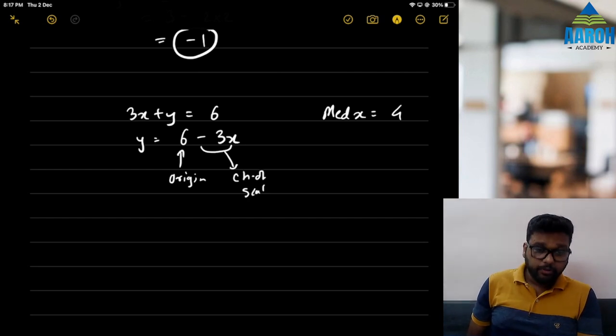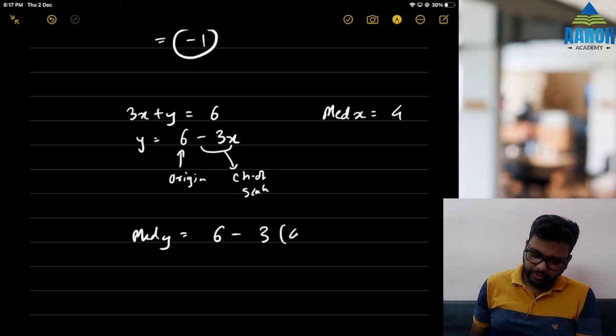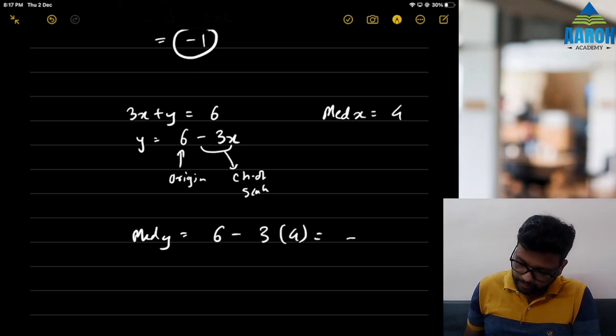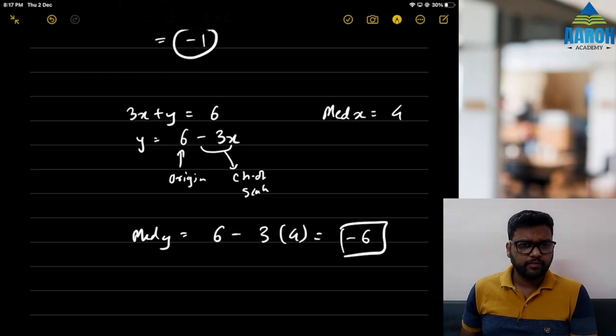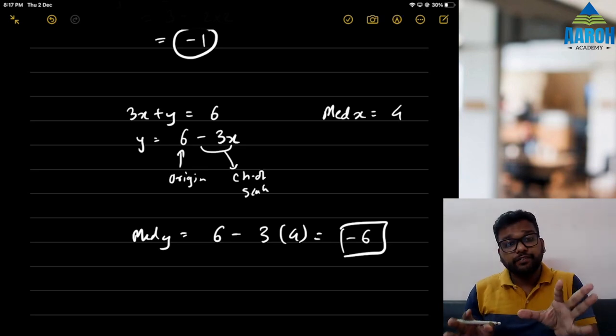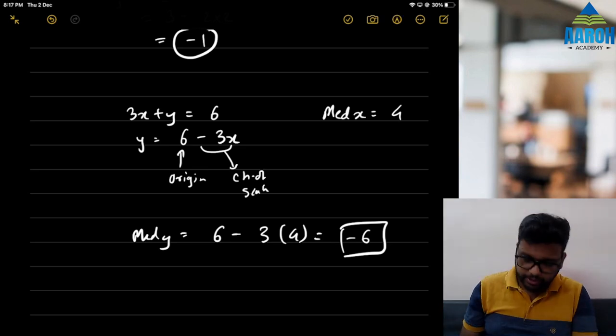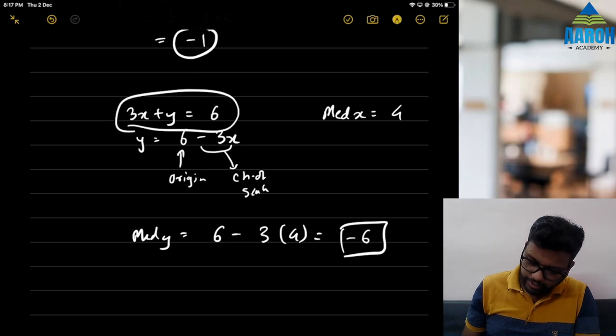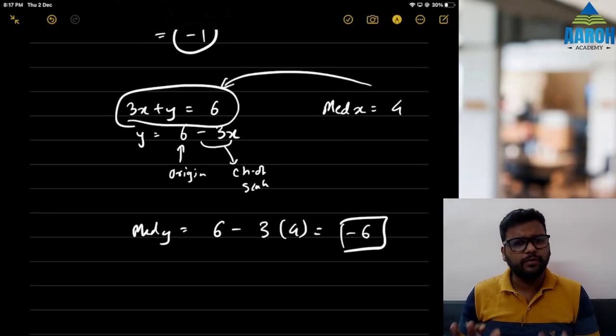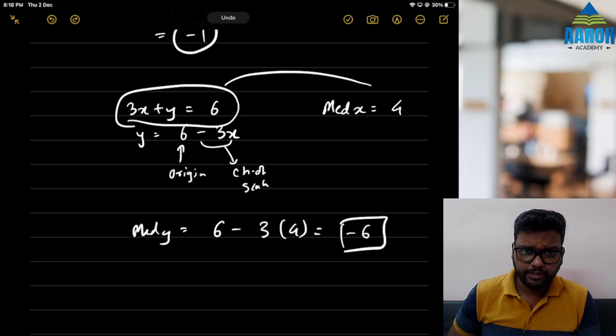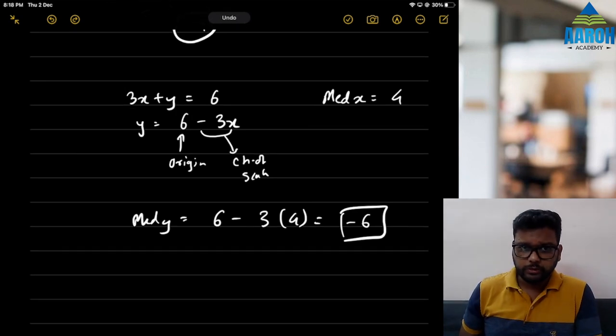So now the median of y will be 6 minus 3 into the median of x, that is 6 minus 12, so minus 6. Or since it is affected by change of scale and change of origin both, you can just put x as 4 in this equation to get y. That's it. So anything that you want. Same thing applies to mode also.